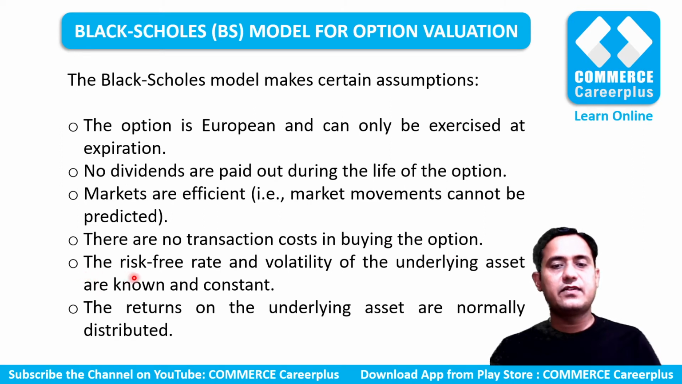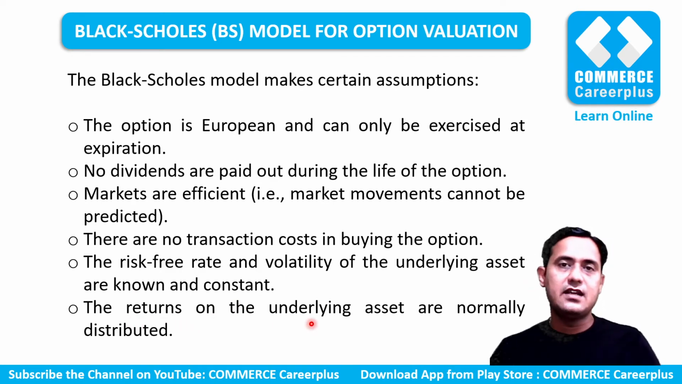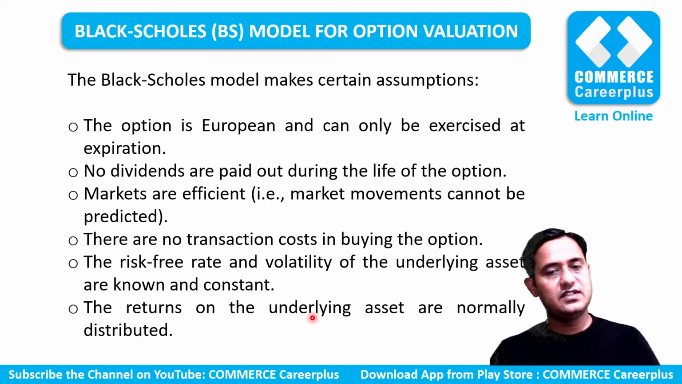Then the risk-free rate और जो volatility है means the variation or standard deviation of the return of the underlying assets are known and constant. वो known चाहिए और constant रहने चाहिए. And the last assumption is the return of the underlying assets must be normally distributed. So these are the 6 simple assumptions of Black-Scholes model.